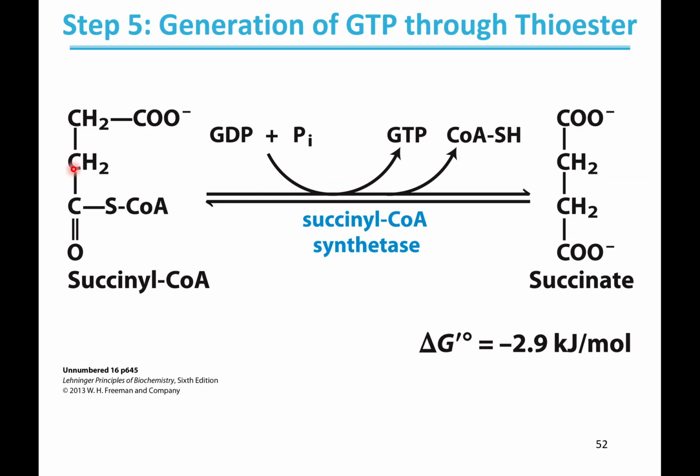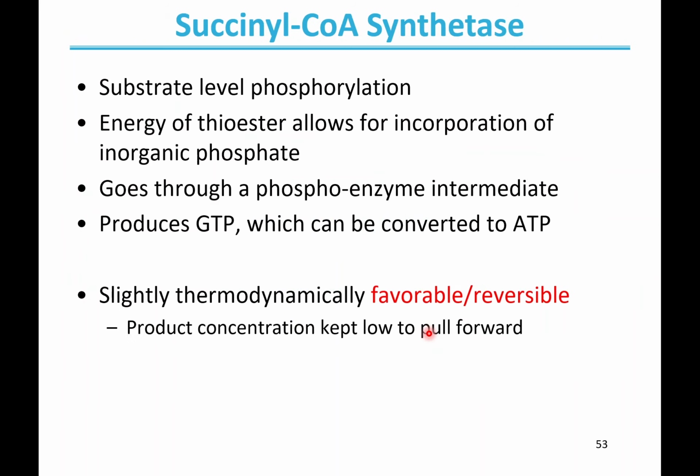Right. The important part of this reaction is that by removing this high energy thioester bond, you're doing what's known as a substrate level phosphorylation. So you remove that bond, use the energy to phosphorylate a GDP into a GTP. Okay, so this is a substrate level phosphorylation. That energy of the thioester allows you to incorporate an inorganic phosphate onto GDP. Okay. It goes through a phosphoenzyme intermediate.